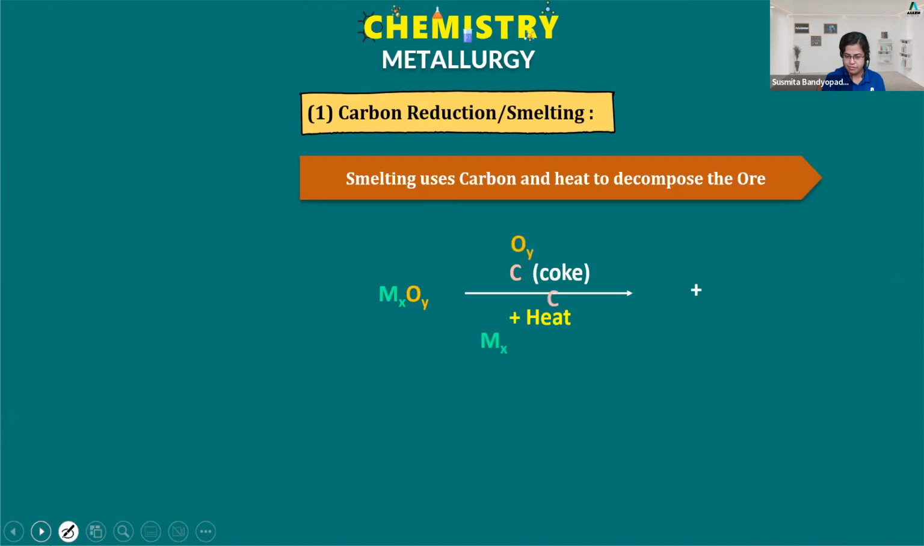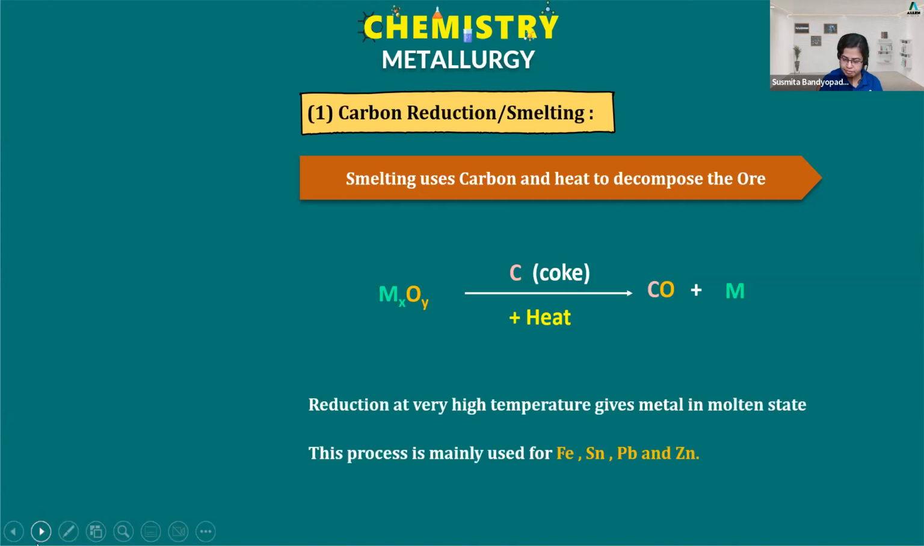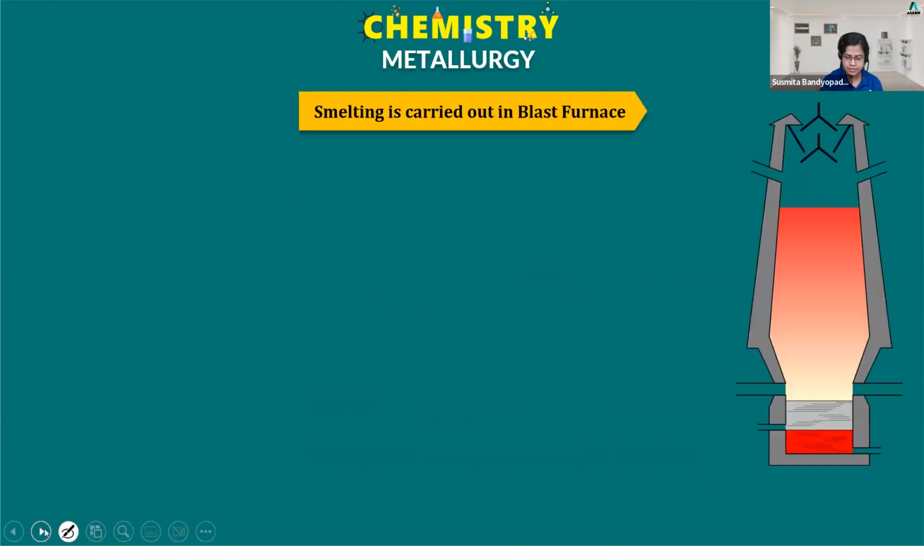Carbon reduction. We'll use coke or carbon. And this one I'll go into details mainly for Fe. The oxide will be there, carbon will be the reducing agent, you will heat it, you'll get the metal along with CO. Carbon is a reducing agent, it gets oxidized to CO. Reduction takes place at very high temperature. The metal obtained is in the molten state. I was telling, Fe, Sn, Pb, Zn. Mainly, this is pyrometallurgy, which is employed for these metals.